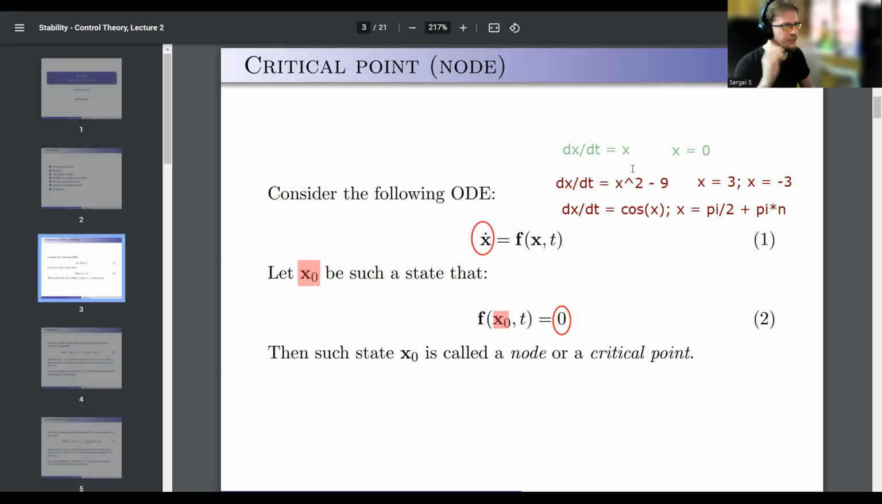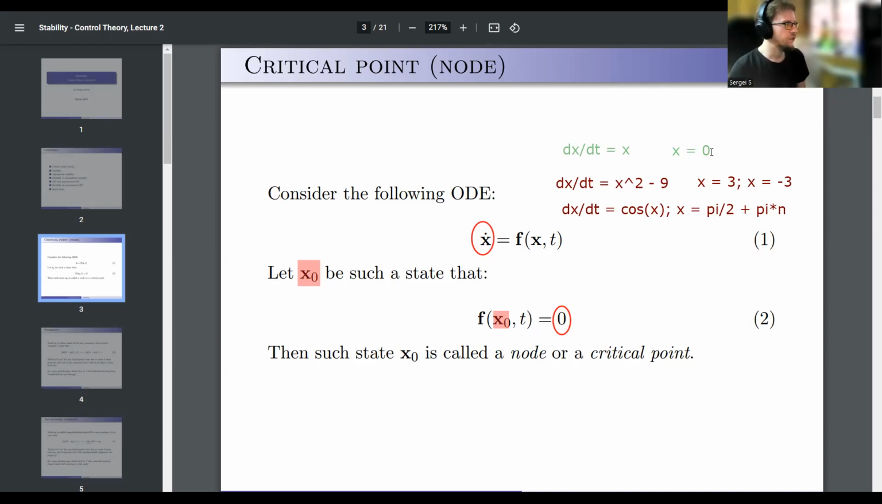The whole point is that a node makes the derivative equal to 0, and then the system at this particular node does not move, it becomes static. That is the whole point. So this can happen in higher order ODEs as well. I'm using a first order ODE here because it is very clean. I think everything is easy to understand here.